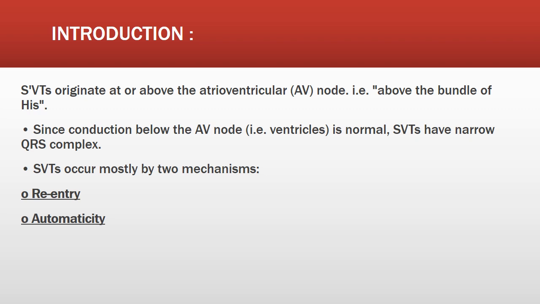SVTs occur mostly by two mechanisms, re-entry and automaticity. Re-entrant arrhythmias occur when the electrical impulse recurrently travels in a tight circle within the heart. However, automaticity occurs when cardiac cells start firing action potentials spontaneously.